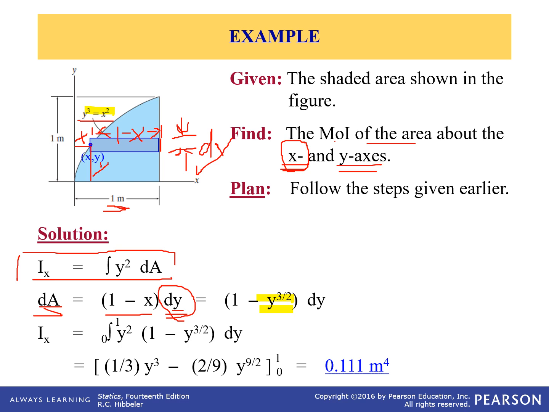We're going to substitute everything into the formula, and now all the terms are written in terms of y. So r equals y, so you have y squared, and then dA is 1 minus y to the power of 3 over 2 times dy. The integral limit along the y direction is from 0 to 1. We perform the integration, and the answer is 0.111 meter to the power of 4.